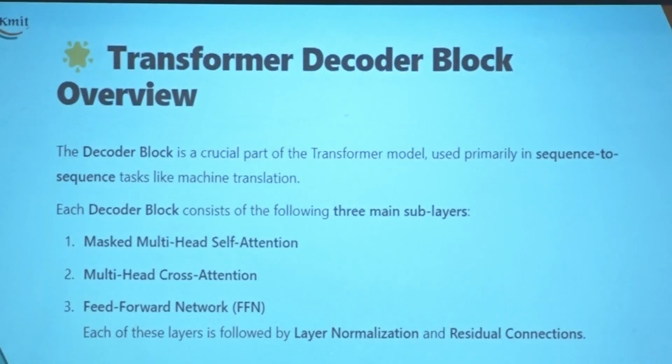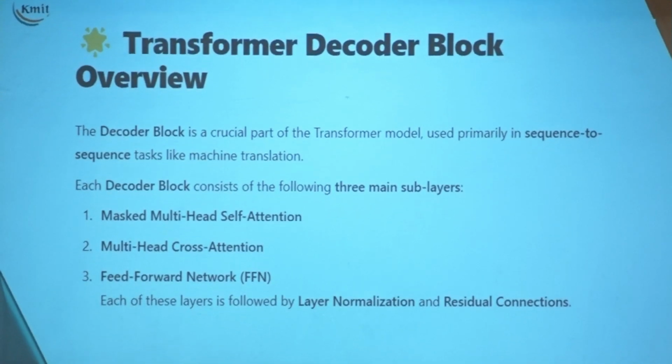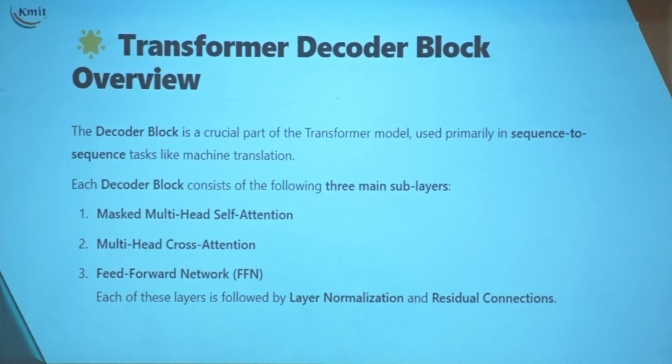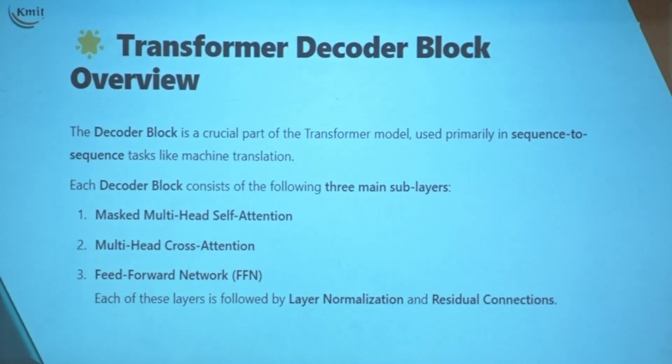What is the transformer decoder block doing? The decoder block is a crucial part of the transformer which is primarily used in sequence to sequence tasks. What do you mean by sequence to sequence task? Language translation, text summarization, chatbots, question answer generation, and so on. Okay. So how many blocks are there in the decoder?